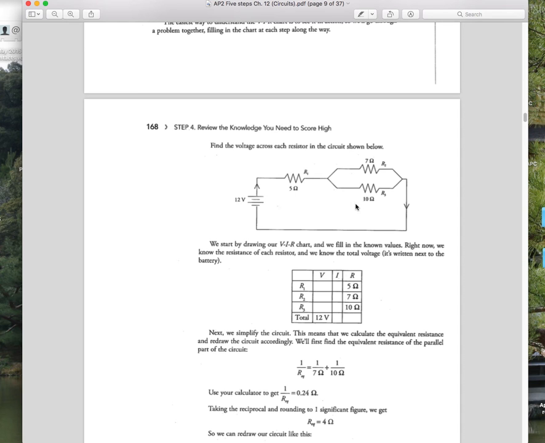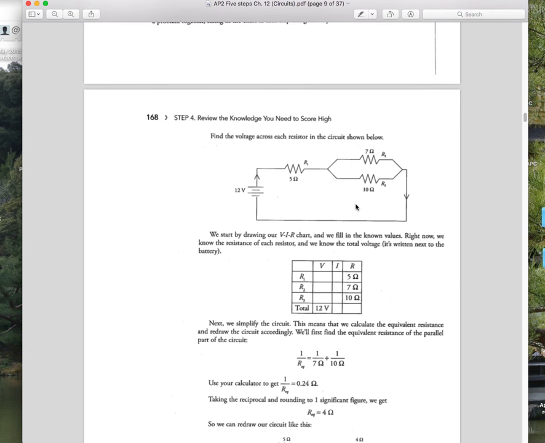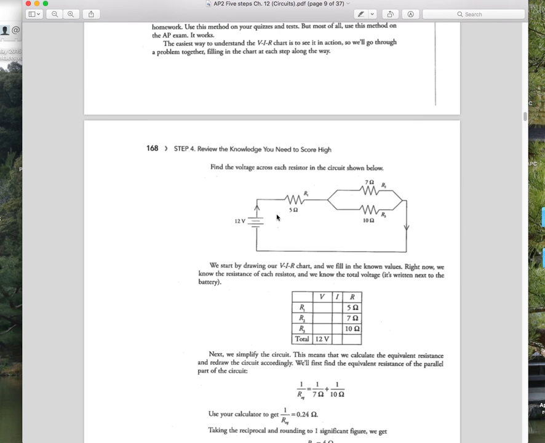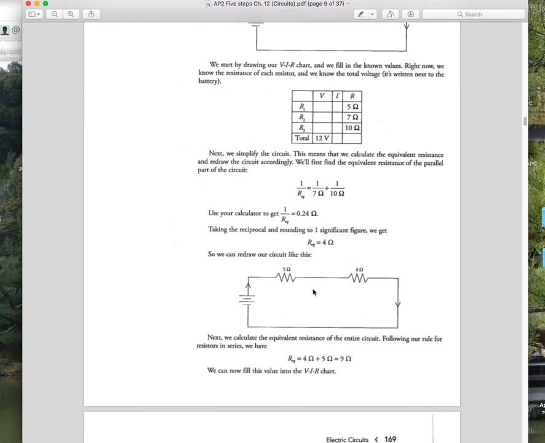Again, this is a combined circuit, and if they have circuits on the AP exam, they tend to not have ones that are super complicated. But my bet is they wouldn't have one just with resistors. They would probably have one with resistors and capacitors.